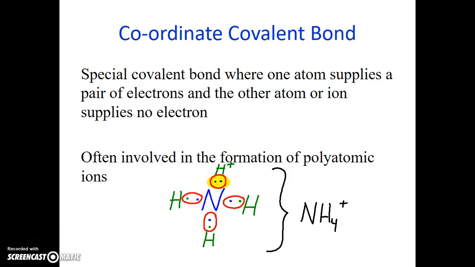I will not expect you to be able to recognize or draw these, but I do want you to be aware that they do exist. While most covalent bonds, again, are single electrons shared between atoms, there is a special type called a coordinate covalent bond where one atom supplies both. Again, it is typically found in the formation of those polyatomic ions.